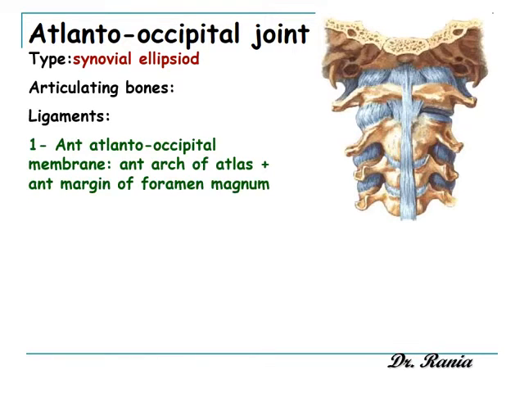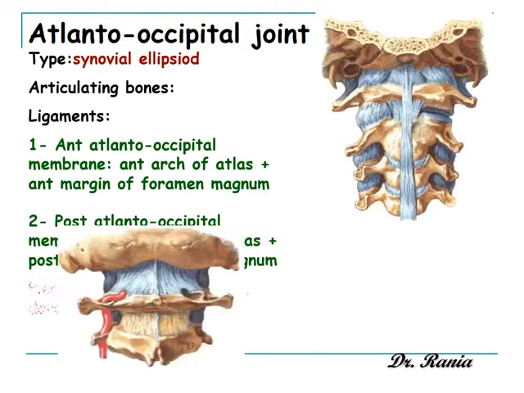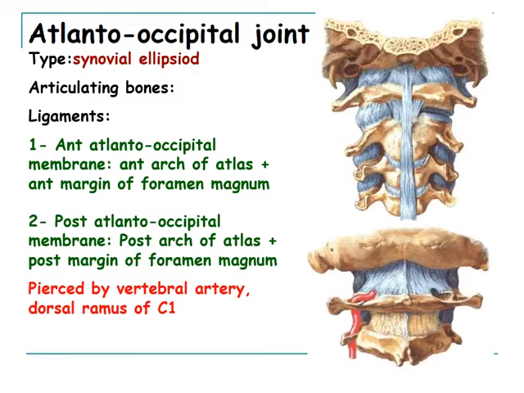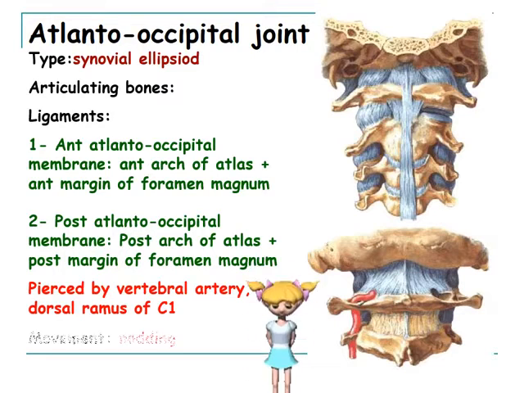There are two ligaments here: the anterior atlanto-occipital membrane and the posterior atlanto-occipital membrane. The anterior atlanto-occipital membrane is attached to the anterior arch of the atlas and the anterior margin of the foramen magnum. However, the posterior atlanto-occipital membrane is attached to the posterior arch of the atlas and the posterior margin of the foramen magnum. It is pierced by two structures: the third part of the vertebral artery and the dorsal ramus of the first cervical nerve.